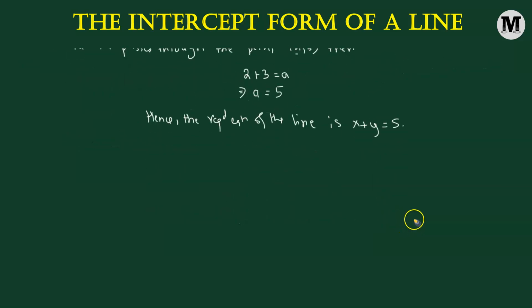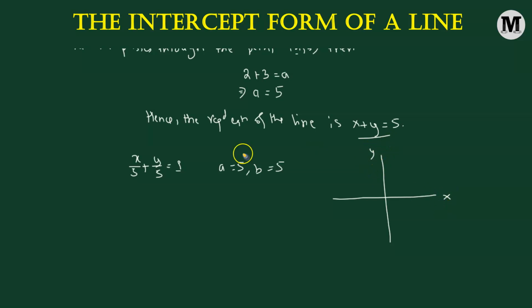Okay, let's try to understand it graphically. So here we have the equation x plus y equals 5. If we convert this to the intercept form, all we have to do is divide throughout by 5. We get x over 5 plus y over 5 equals 1. Now clearly the x-intercept is 5 and the y-intercept is 5 units as well. If we consider the xy coordinate plane, the x-intercept is positive 5 and the y-intercept is positive 5. That means we have a straight line with the x-intercept a equals 5, the y-intercept b equals 5, and we can verify that it is definitely going to pass through the point with coordinates (2, 3).